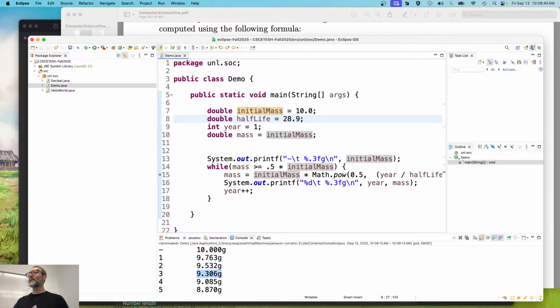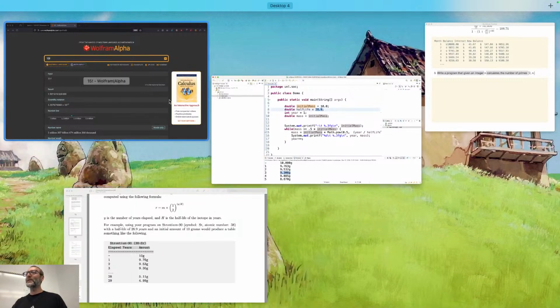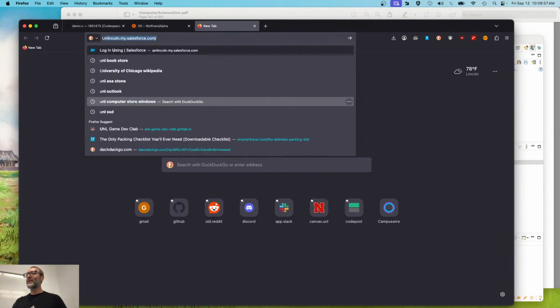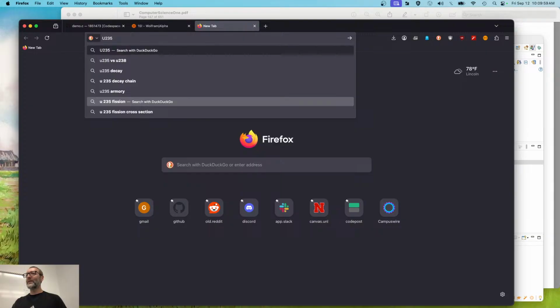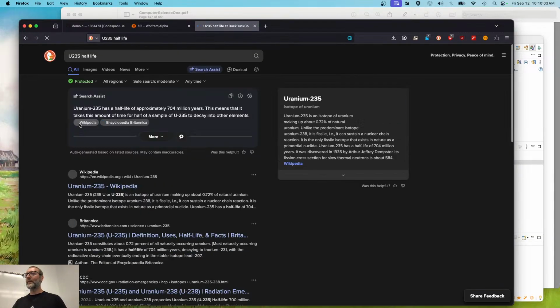So one more test case here, because I don't think we're going to be able to do anything else today. What's your favorite isotope? Uranium, yeah. 235 or 238? Although that's going to be a very long list. Do 235 half-life. 704 million years.